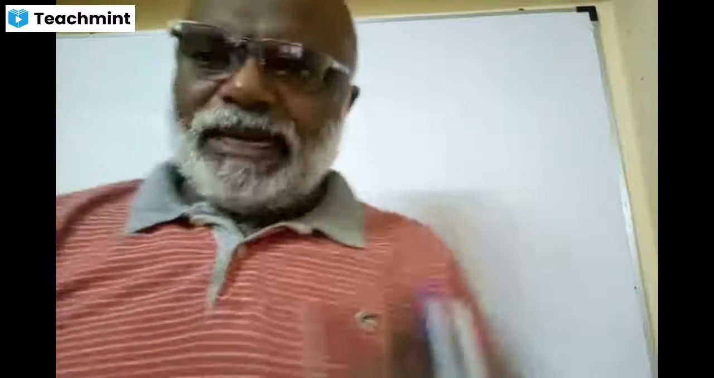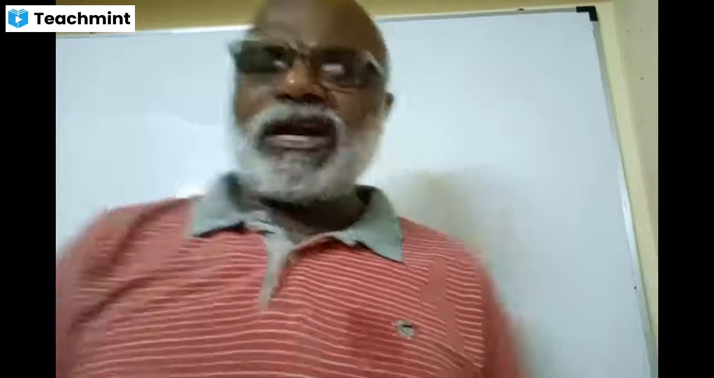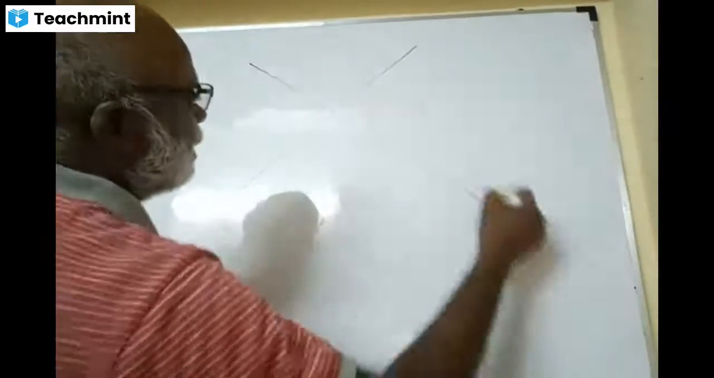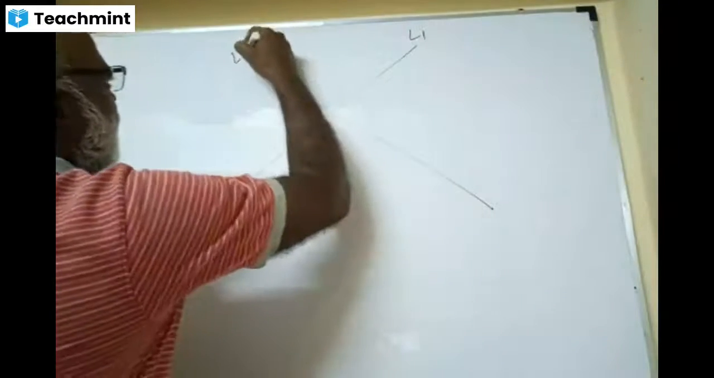Friends, we are doing straight lines and we almost completed the concepts required for the first exercise. And for the first exercise, only one concept is remaining, that's called angle between the two lines. This is one line, this is L1 and this is L2.